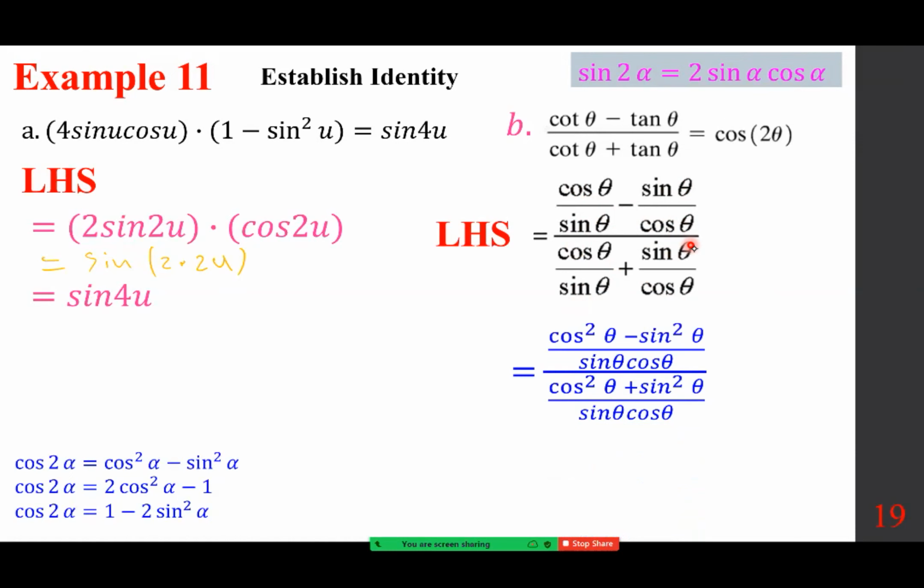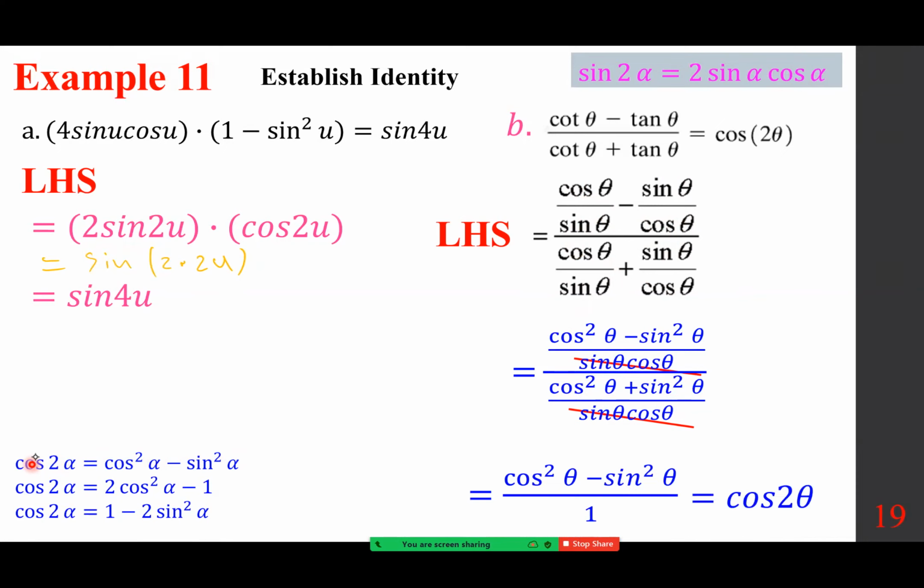So if you take a common denominator, you can drop the denominators. The top, cosine squared minus sine squared, remains, and the bottom is 1, right? What is cosine squared minus sine squared? Cosine of 2 theta, and that's the proof.